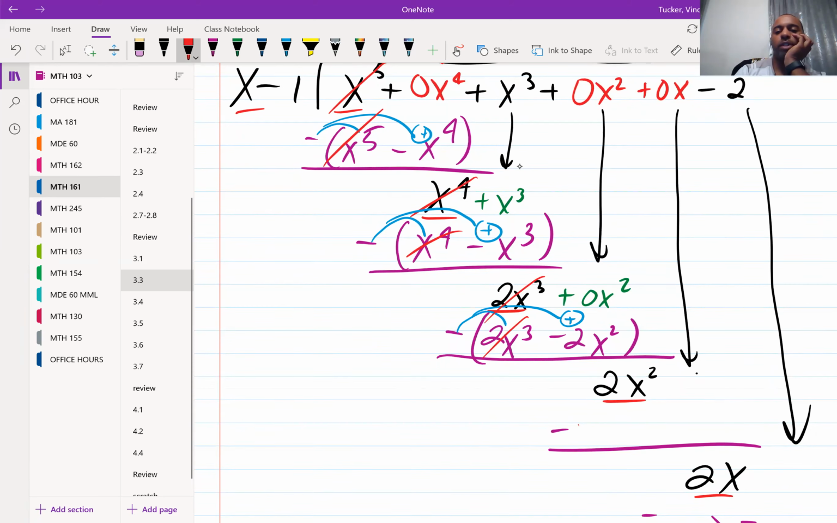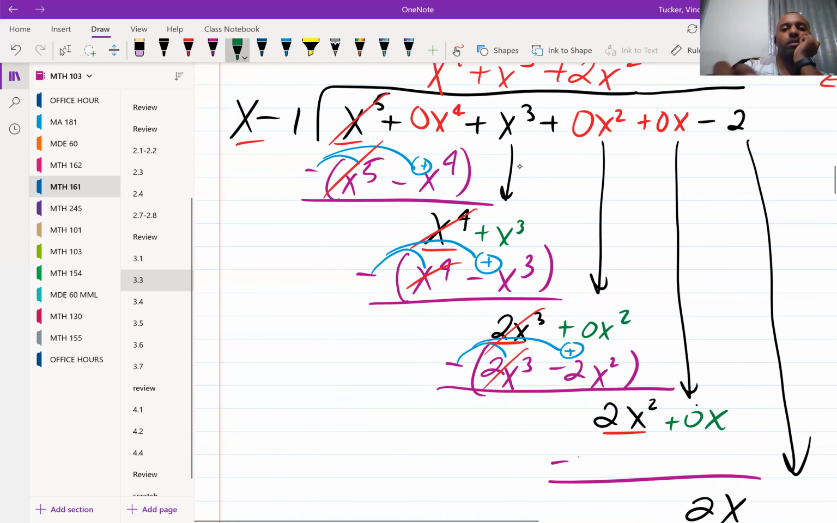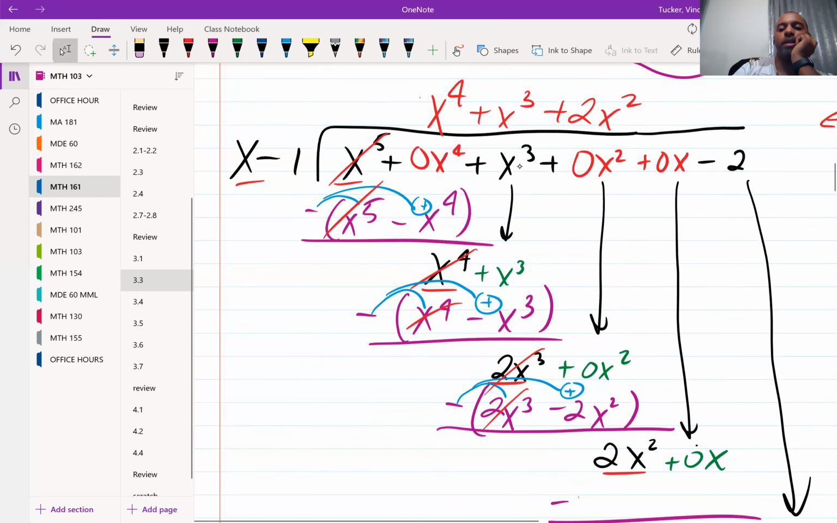0x squared plus 2x squared is just 2x squared. Bring down your 0x. All right. What times x will give me 2x squared? That's going to be 2x.